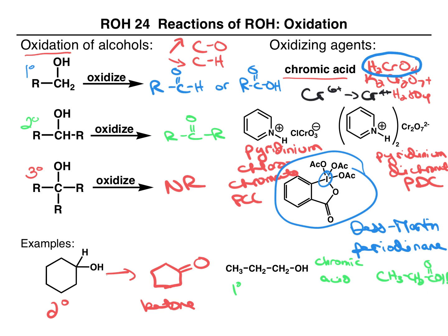On the other hand, if we use PCC or PDC or the Dess-Martin reagent, then we can oxidize a primary alcohol to the aldehyde. So different reagents give us different products when it comes to the oxidation of primary alcohols. We will talk more about these reactions when we're looking at the preparation of aldehydes and ketones, as well as the preparation of carboxylic acids.